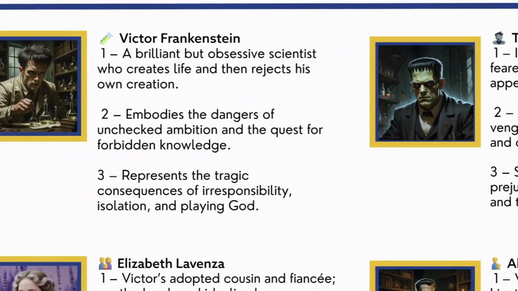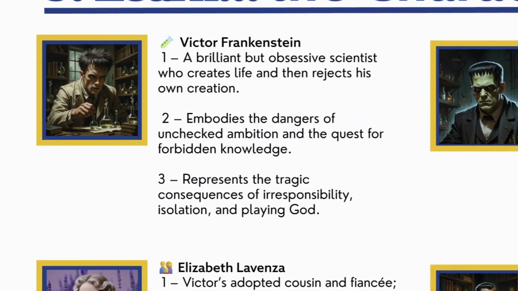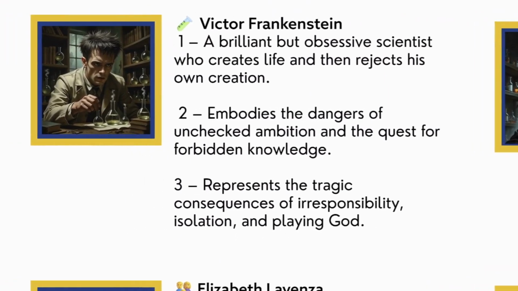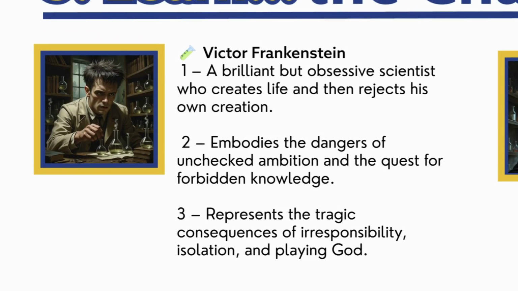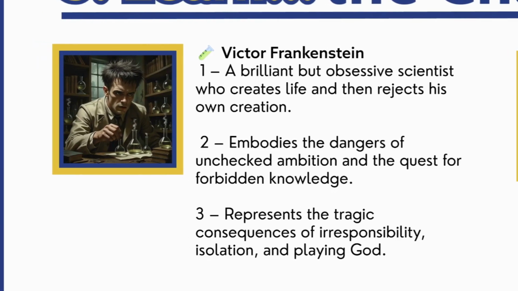Okay then, so if we move on to the key characters, let's get a feel for these characters and what they're all about. First off, we have Victor Frankenstein. He is a brilliant but obsessive scientist who creates life, obviously plays God, but then rejects his own creation. He's appalled by what he's done. So he embodies the dangers of unchecked ambition and the quest for forbidden knowledge. Learning everything and unlocking the secrets of life even.